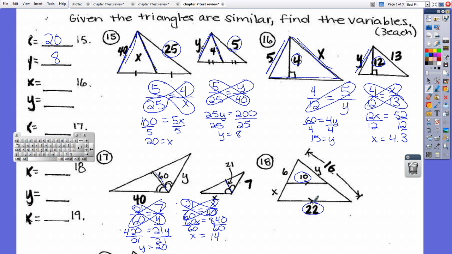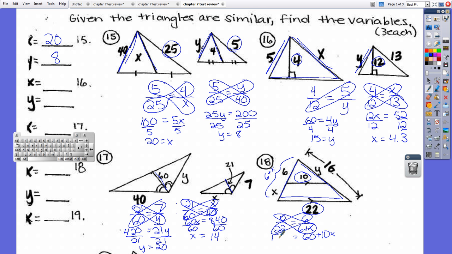On this triangle, I have 10 and 22. Okay, and this side here is going to be 6 plus x. Alright, so I'm going to set this up as 10 over 22 equals 6 over 6 plus x. Notice I'm not doing parts here because I'm talking about the whole triangle. Alright, 10 times 6 is 60. 10 times x is 10x. And then 6 times 22 is 132.